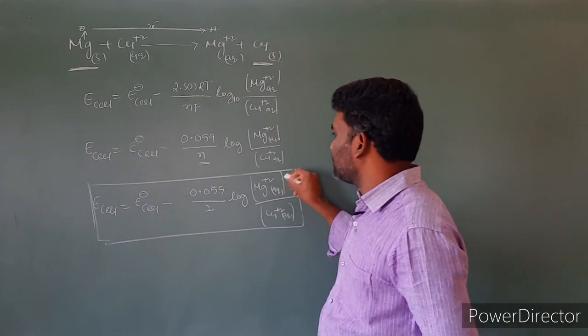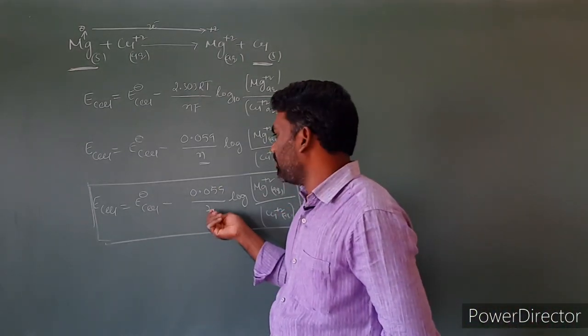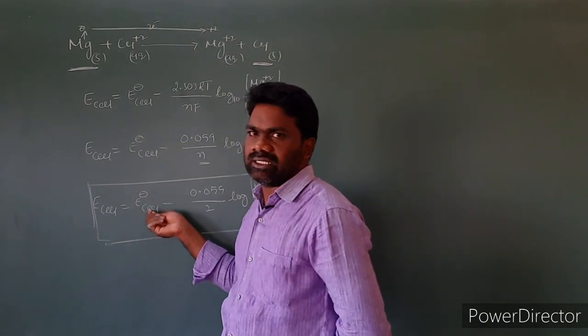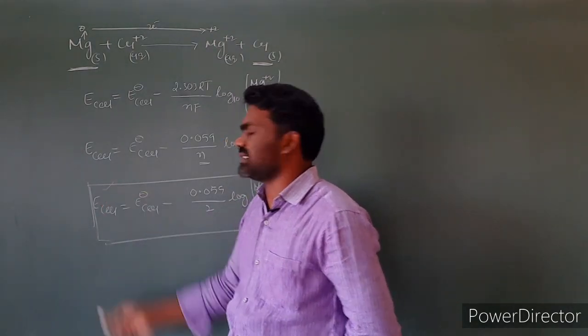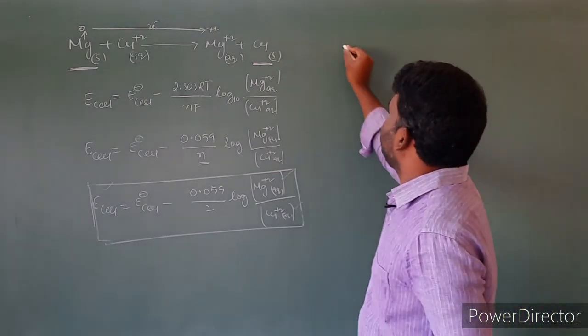So if the concentration of Mg2+ is given, the concentration of Cu2+ is given, and the n value we already know, and E standard cell is given, then we are able to calculate E cell. Let us take one more example for better understanding.